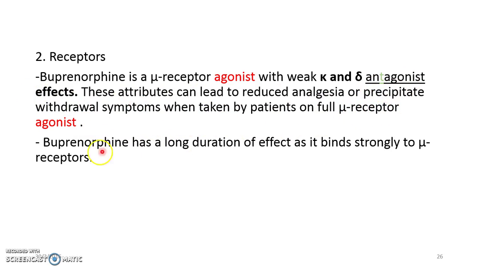You can precipitate withdrawal symptoms, which is not going to be nice, when buprenorphine is given to patients on a full mu receptor agonist. For example, if the patient is on morphine or methadone, or is abusing heroin on a daily basis, and then you suddenly give buprenorphine for acute pain or some other condition, this might lead to a withdrawal. And buprenorphine has a long duration of effect due to its strong binding to the mu receptors.